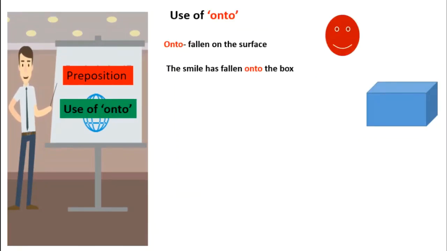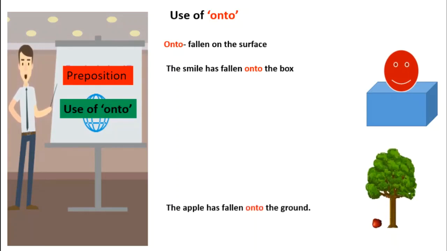The next point we are going to discuss is the use of onto. Onto is a little bit different from the use of into. When something gets inside from outside, we use preposition into. But in case of onto, the thing or the object has fallen on the surface of something, like the smiley has fallen onto the box. Or we can also cite another example here, like the apple has fallen onto the ground.